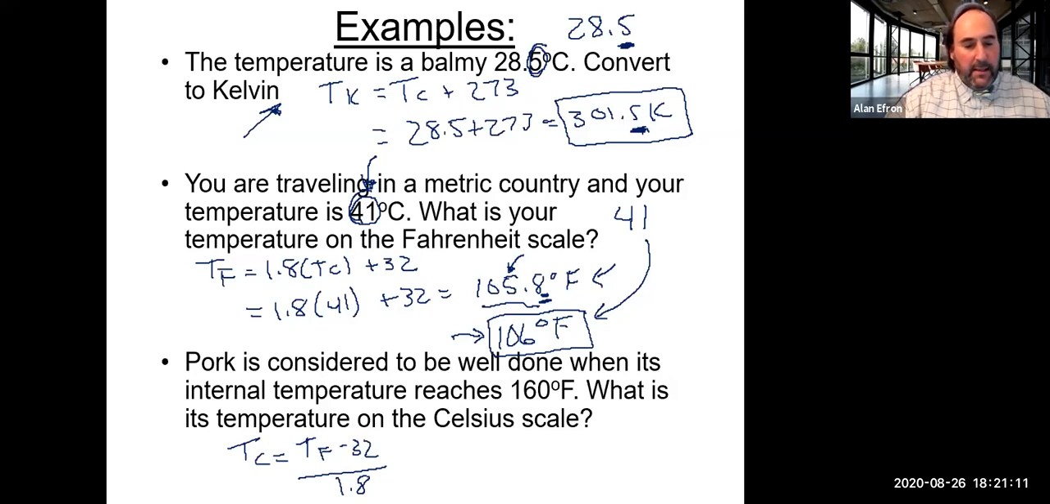In this case, on the bottom here, we would take 160 minus 32 divided by 1.8. And in this case, we do get 71.1111, a whole bunch of ones, I think, on my calculator. And that would be degrees Celsius.